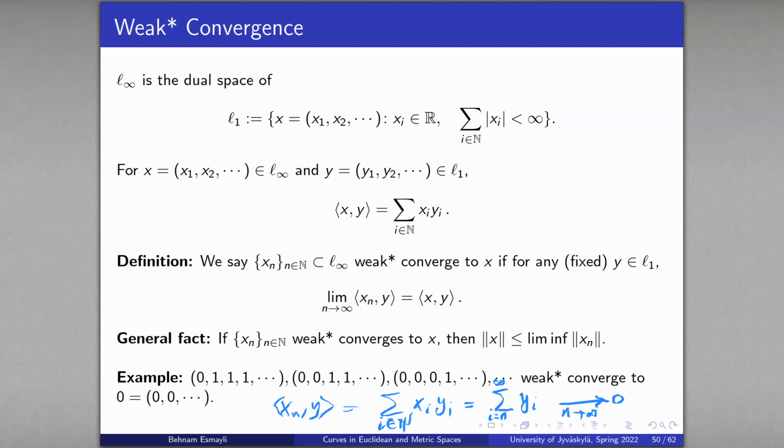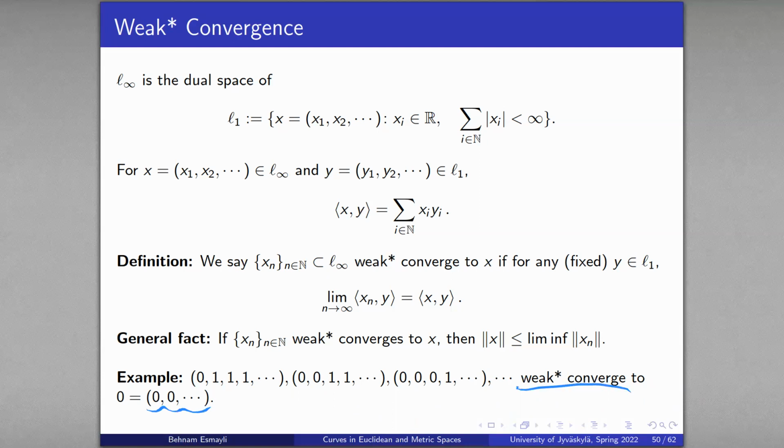You have a convergent sequence, so if instead of adding from 1 you add from a later point, and you push this later point on and on, the sum of the tail converges to 0. This becomes equal to the 0 vector acting on y. So x_n dot y converges to 0 dot y, which is exactly this. So the sequence with tails of ones, with the tail being pushed to the right every time, converges to the 0 vector in weak star convergence.